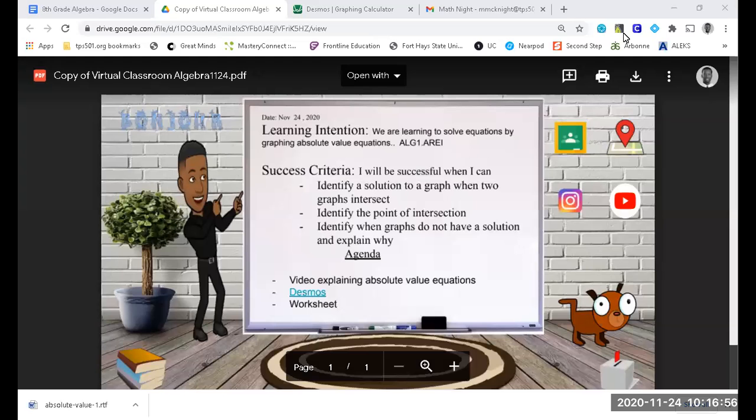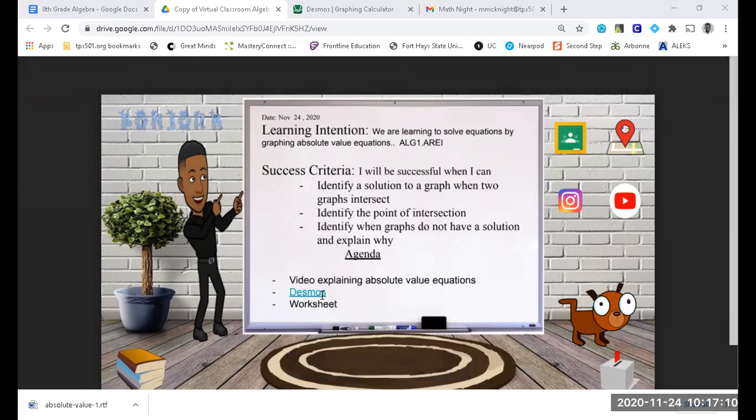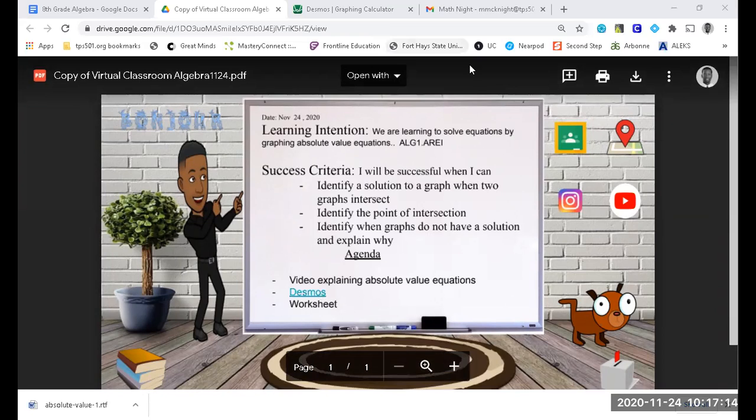All right, so for today's class, we're going to be looking at solving absolute value equations and also solving linear equations, and then using that to figure out what the solution is where they intersect. And if there's not an intersection, what does that mean? And explain a little bit more about that.